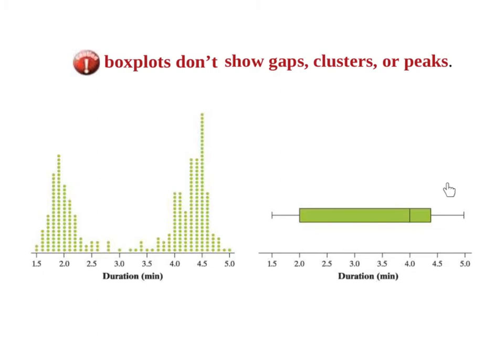We've got a dot plot here and a box plot here, and they are representing 220 eruptions, the length of them, of the Old Faithful geyser in Yellowstone.